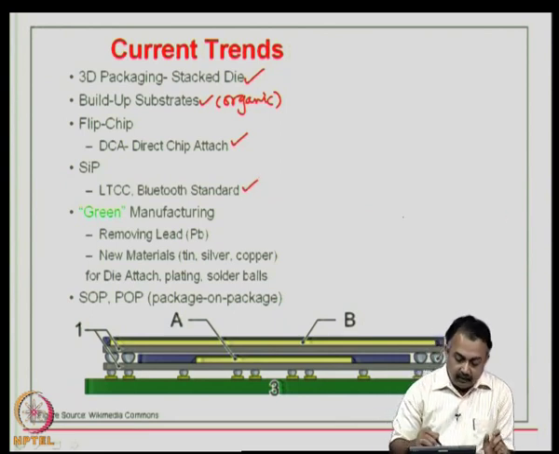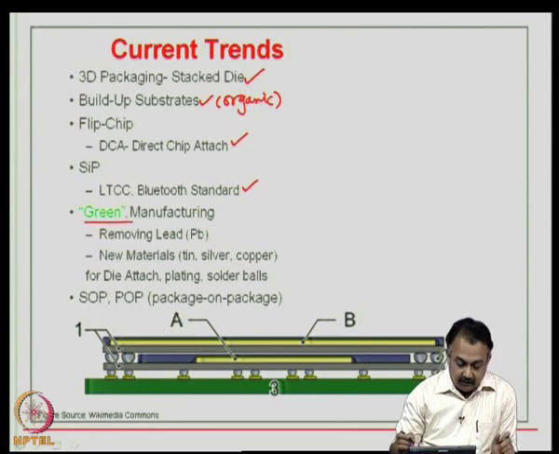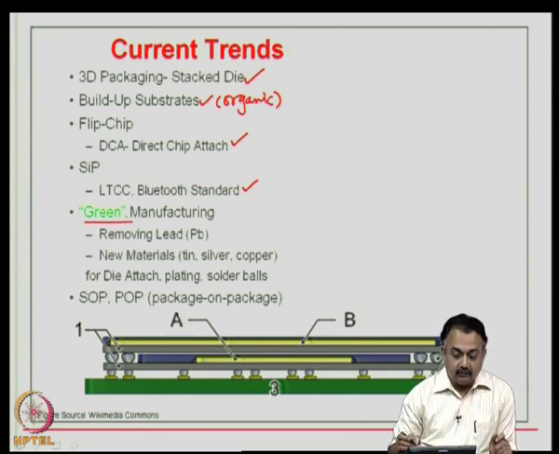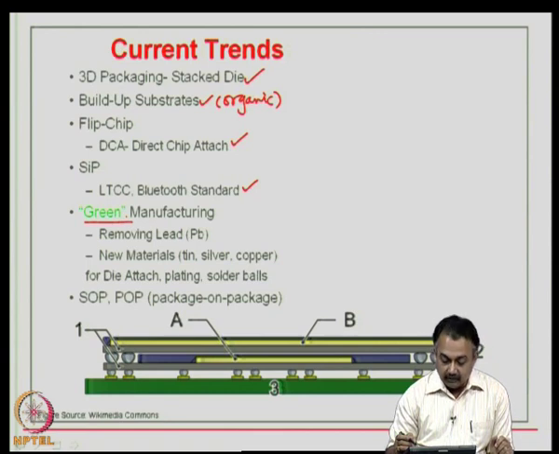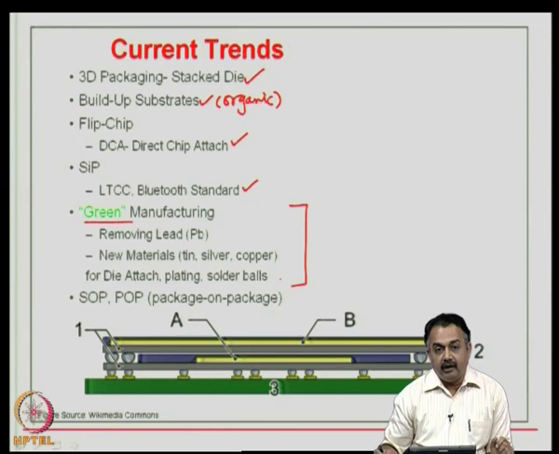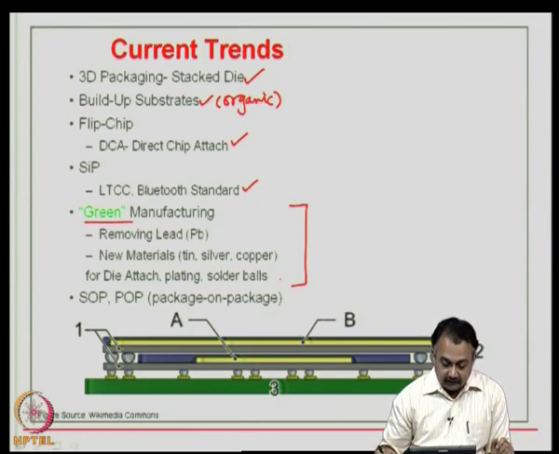Then we are moving into green manufacturing, that means lead has to be removed. We have to look at alternatives for lead, new materials for conductors, and new materials for die attach, plating, solder balls and so on. So, there is always a greater demand for using new materials in each of these areas that we have seen, and new packages today will come with new materials.